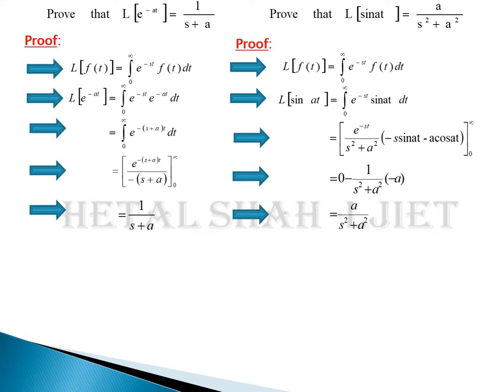Dear students, similarly you prove for cos at, and for cos at your formula will be s upon s square plus a square. Again I repeat, for cos at your formula becomes s upon s square plus a square.